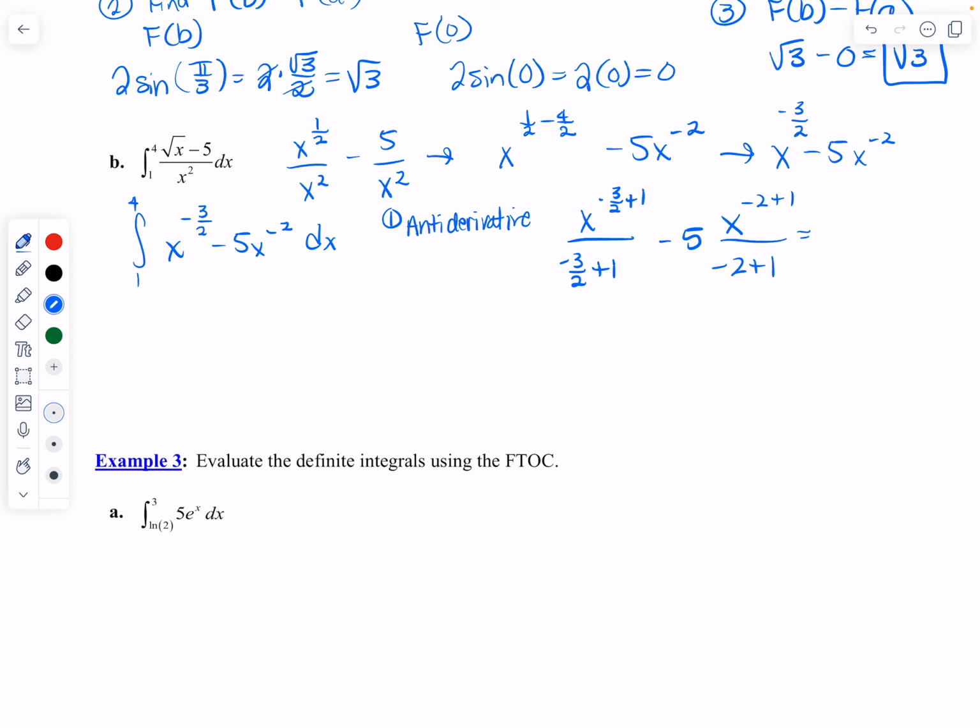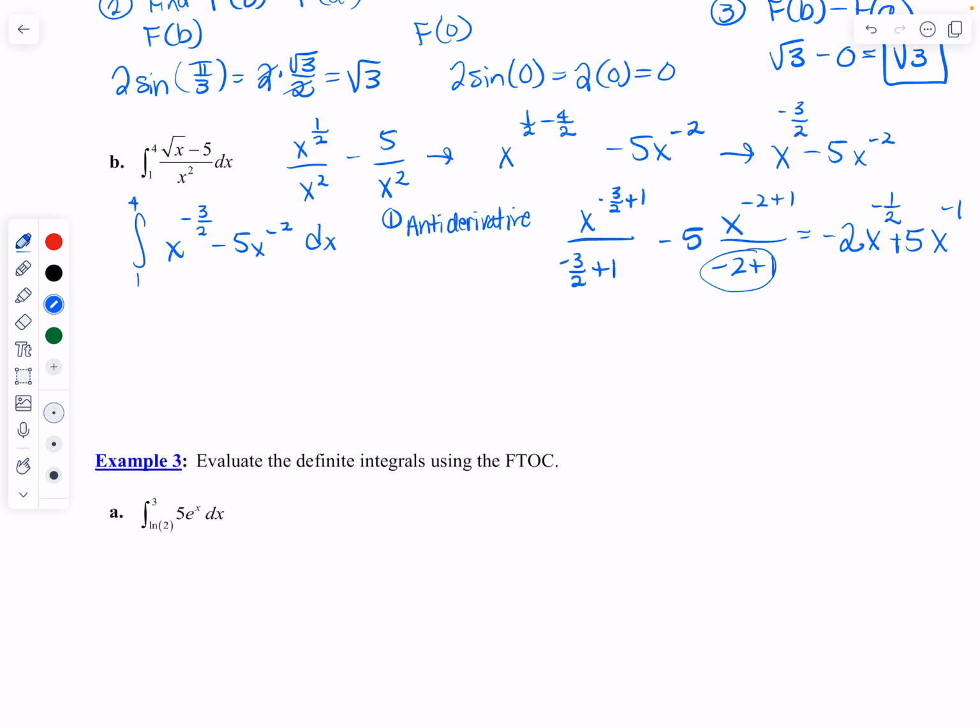Okay, so negative 3/2 plus 1 is negative 1/2, and negative 2 plus 1 is negative 1. I get x to the negative 1/2 over negative 1/2. So this becomes negative 2 x to the negative 1/2. And then minus, it's going to be a positive 5 because of this. And then I get x to the negative 1 power. And that is my antiderivative.